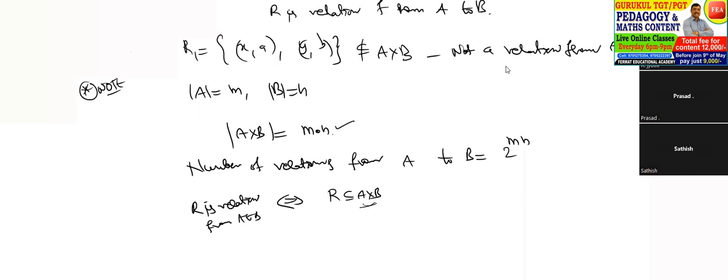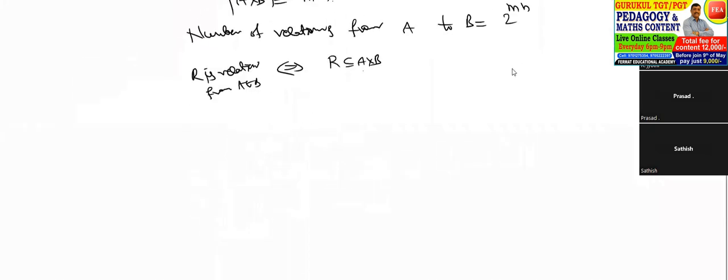That's the actual idea. To find a relation, it's enough to find a subset of A cross B. A cross B contains mn elements, so the number of subsets of a set containing mn elements is 2 power mn. So this is the cardinality of A cross B and the number of relations from A to B. Right? And let us now discuss the types of relations.